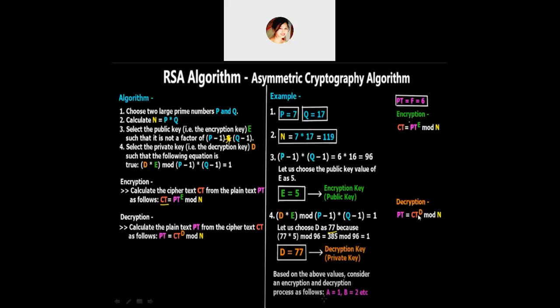For the decryption process, we have the ciphertext value, which we got while performing encryption, right? Now do the decryption. Similarly, decryption is PT equals CT to the power D mod N. CT I have got as 41, D is 77, mod N, that is mod 119. When I calculate this, I get PT as 6.